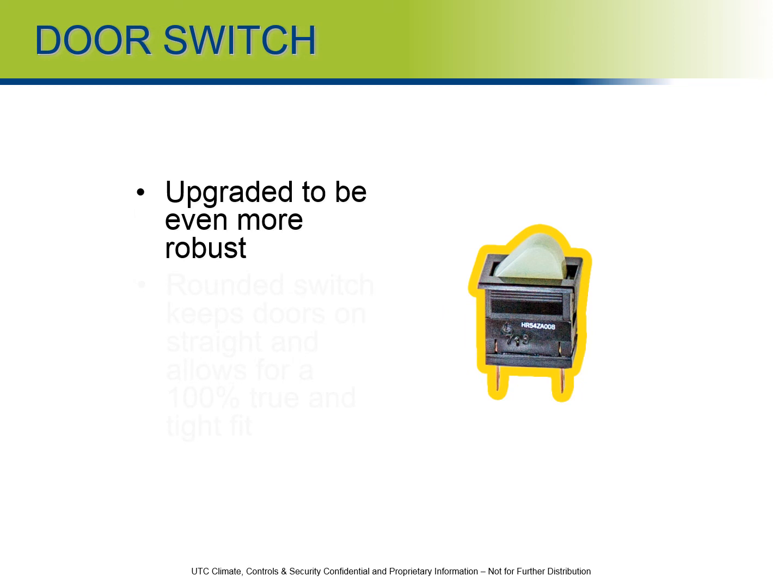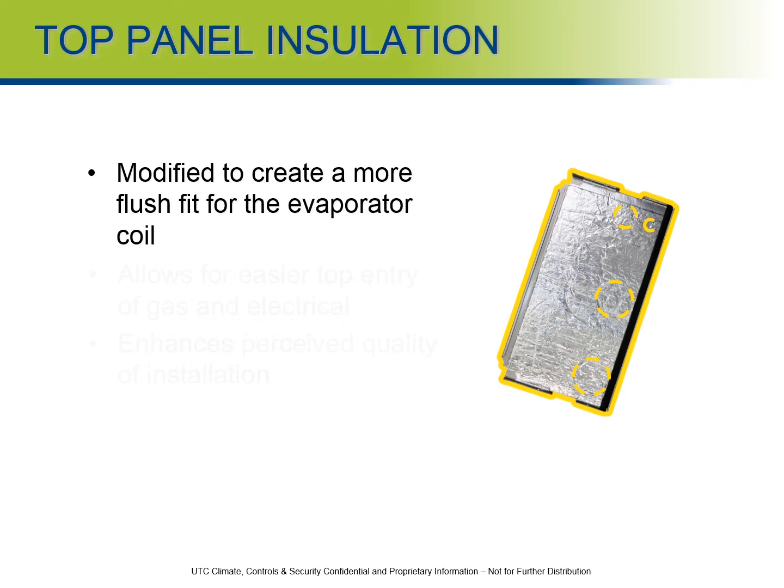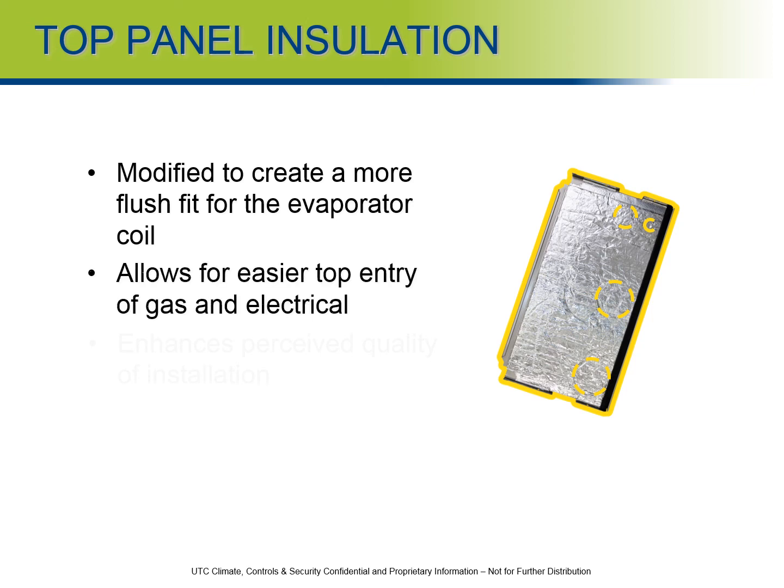The door switch has been upgraded to a rounded edge switch, which helps keep the doors on in a straight position and allows for a 100% true and tight fit. Top panel insulation has been modified to create a more flush fit for the evaporator coil. It also allows for easier top entry of gas and electrical.